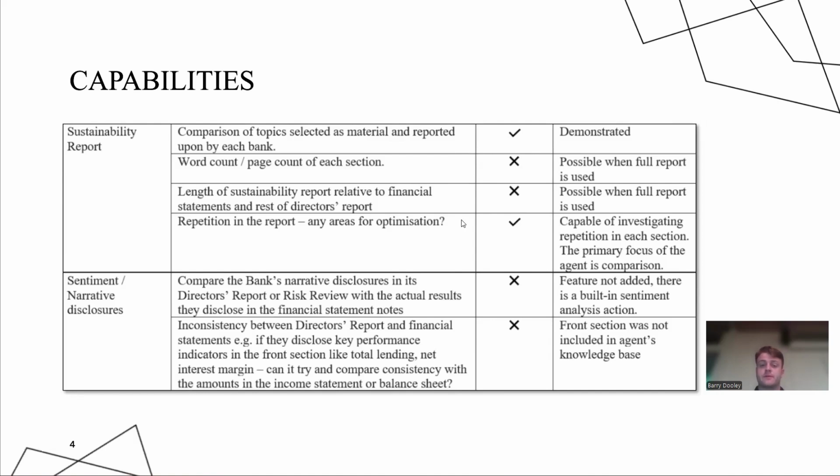In terms of repetition, the agent is capable of investigating areas of optimization. However, the primary focus of this agent was for comparison. In terms of sentiment analysis, there is a built-in action, a very basic one that is able to conduct sentiment analysis. However, this feature was not used because the primary focus was for comparison. Also, inconsistencies between director's report and the front section. We were unable to evaluate that because the front section was not included as a knowledge source in this agent.